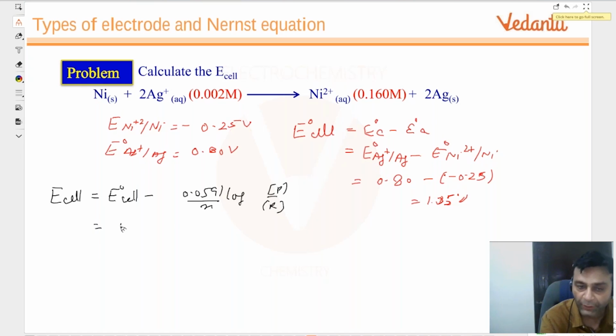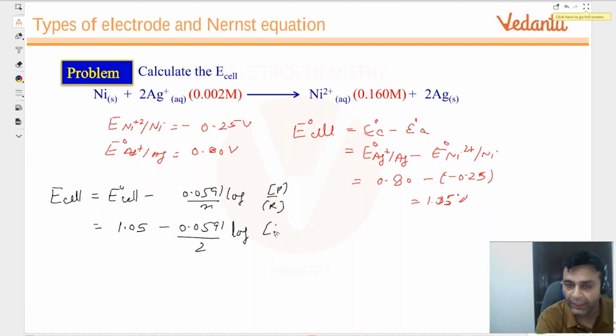What is the E cell value? E naught cell value is 1.05 volt minus 0.0591. Can you tell me what is the value of the N here? Anirudh, Yash, Neha? 2. Yes. Nickel loses 2 electrons and 2 silver ions gain 2 electrons. So N is equal to 2.